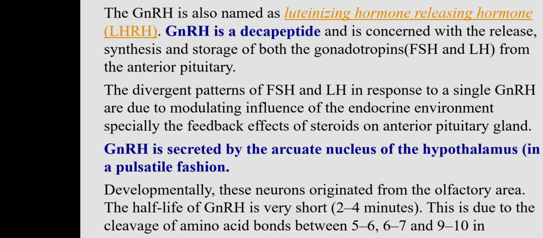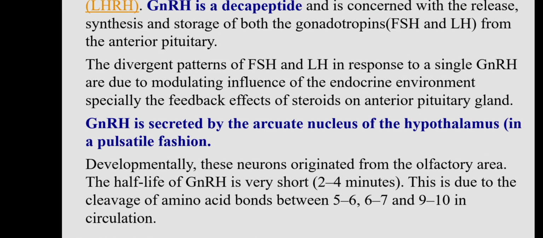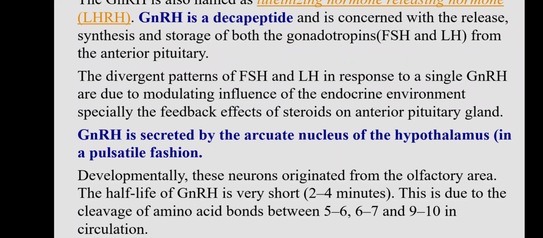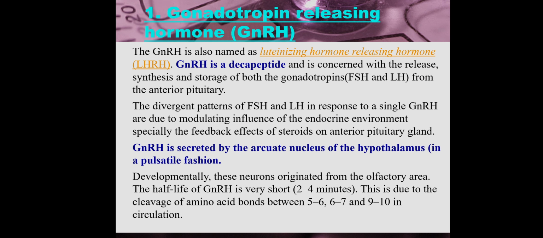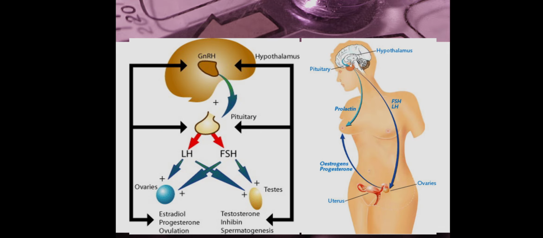Here GnRH is secreted by the arcuate nucleus of the hypothalamus in a pulsatile fashion. This point is to be remembered. It is secreted in the pulsatile fashion. It is not secreted continuously, but it is secreted in a pulsatile fashion. And it is a decapeptide made up of 10 amino acids.